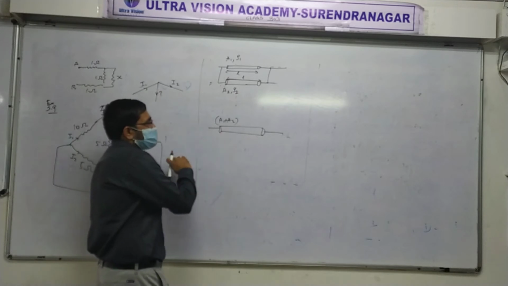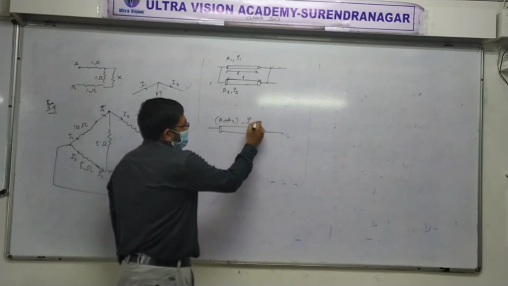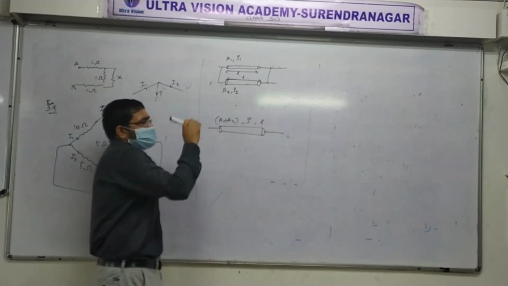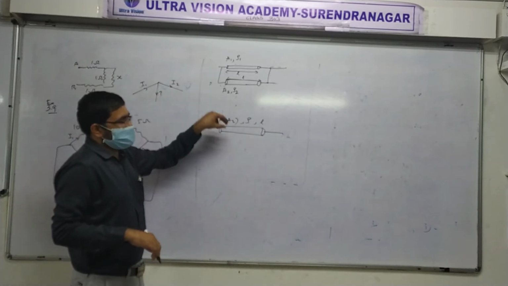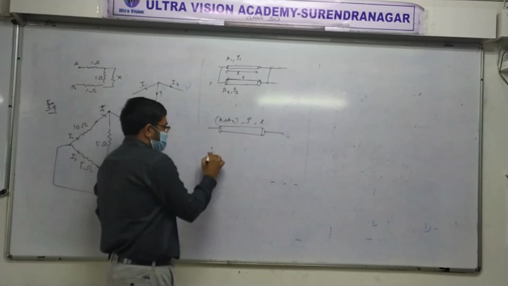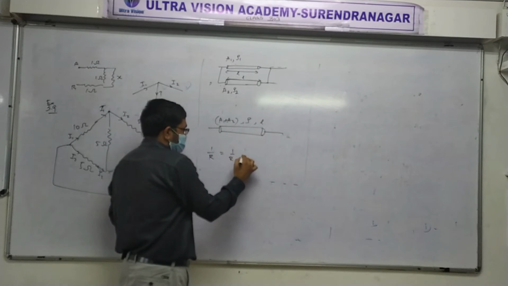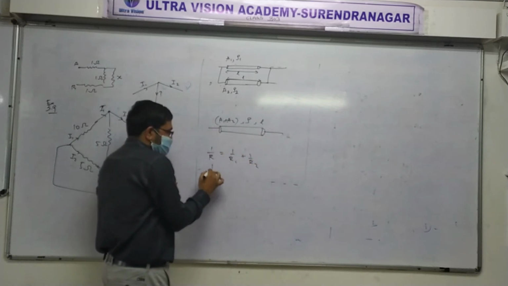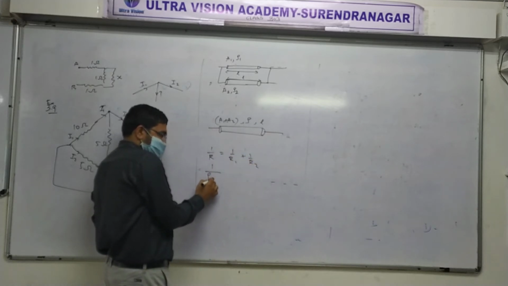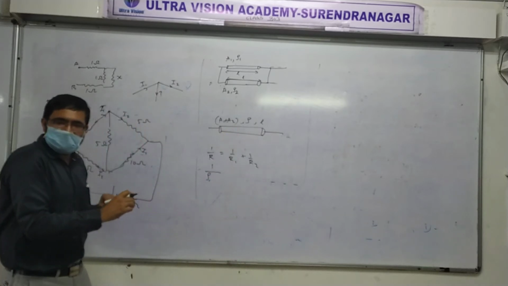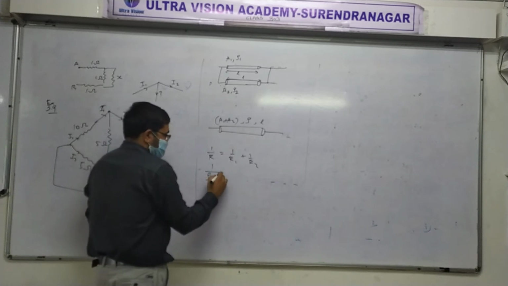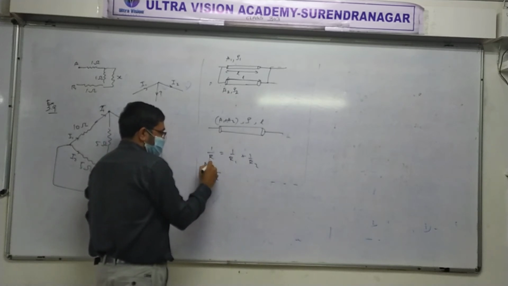So A1 plus A2 is the area, and the equivalent resistivity is rho, and the length will be as in the parallel method. These two are in parallel. So 1 by R should be equal to 1 by R1 plus 1 by R2. And 1 by R is equal to that, with rho equivalent, rho simply, into L upon A, that is A1 plus A2.